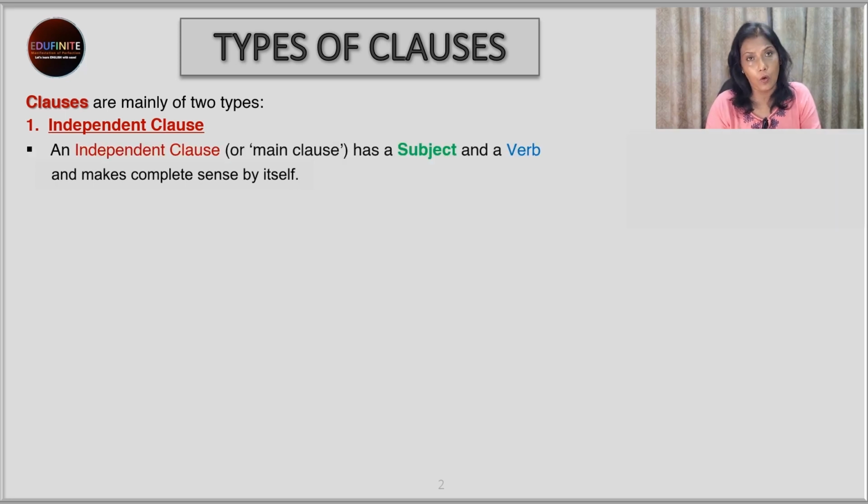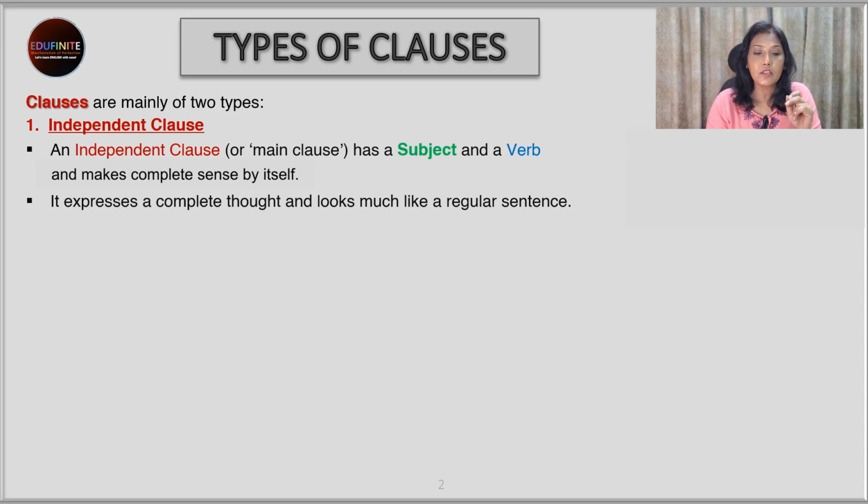Now an independent clause, or it is also called main clause, has a subject and a verb, because that's the criteria of a clause, and makes complete sense by itself. Okay, so just a clause which gives us a complete meaning or a complete thought by itself, by those words itself, then that is an independent clause. So what does it do? It expresses a complete thought and looks much like a regular sentence. So just as a sentence gives us a complete meaning, so also an independent clause conveys us a complete meaning.